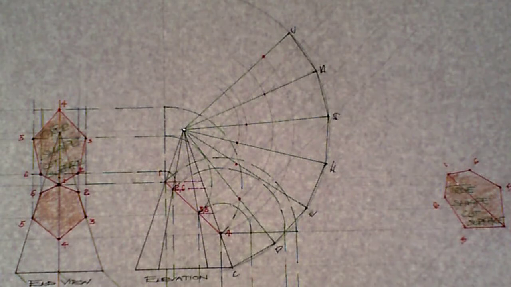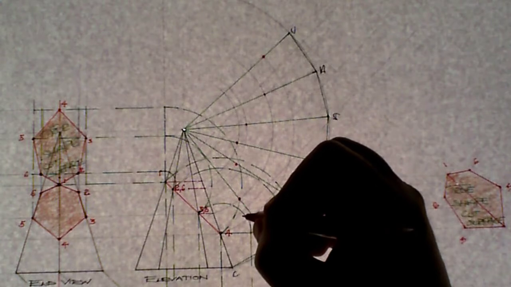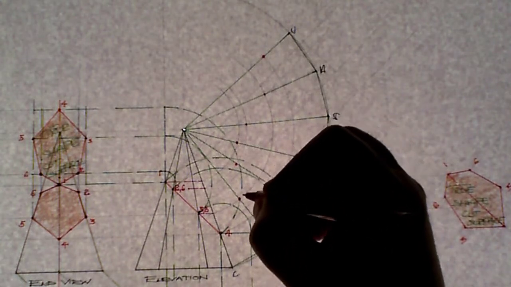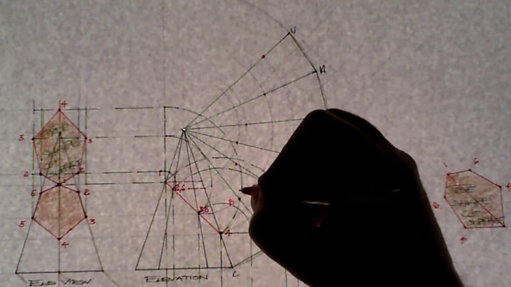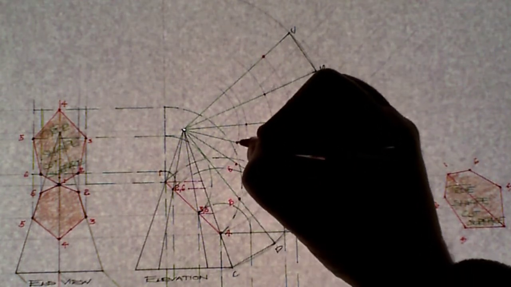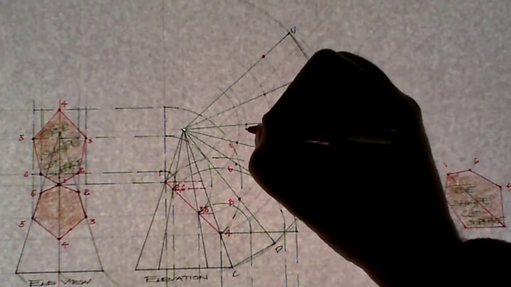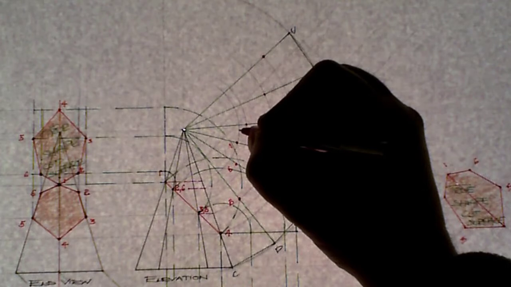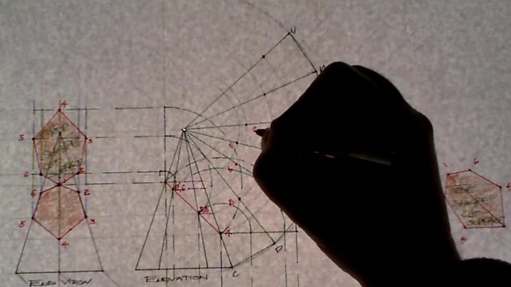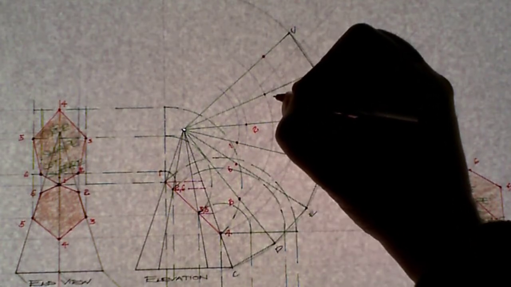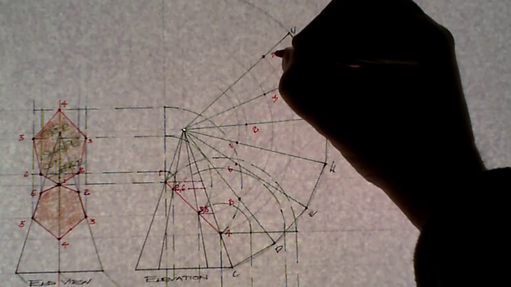So if I index those again, point 4 goes to point 5, point 5 to point 6, 6 then goes to point 1, then point 1 to point 2, point 2 to 3, and then 3 back to 4.